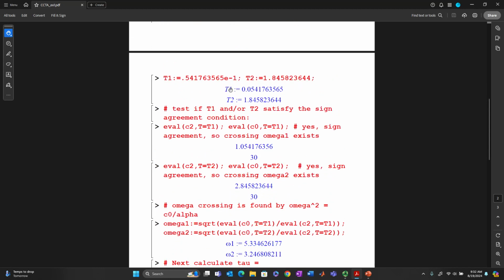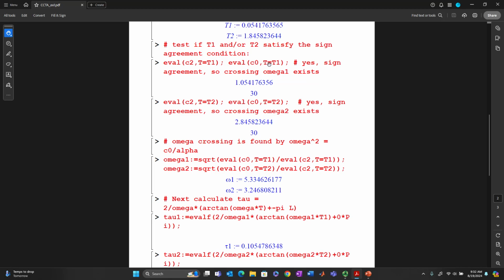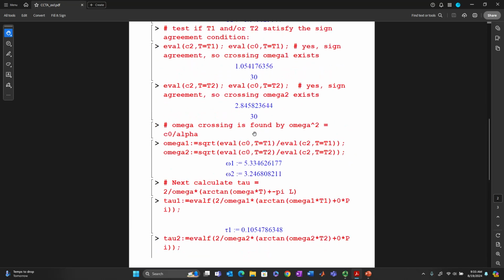And for each of these T1 and T2, then I have to check the sign condition, if the R21 and R22 have consistent sign. And so what I do is I check the R22 and R21. They are both positive, so they have a sign agreement. And I then check for T1, and I do the same for T2. R21 and R22 have, again, sign consistency. It means that omega exists for each pair, each one of the T1 and T2 values.